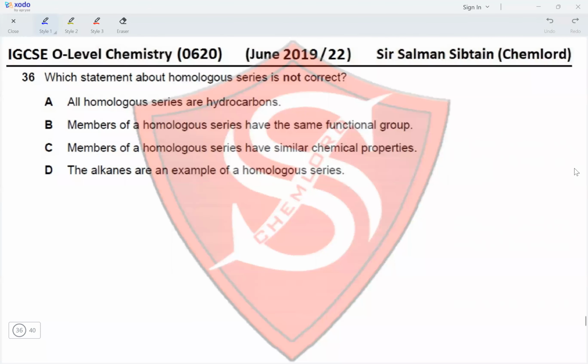Question 36. Which statement about homologous series is not correct? All homologous series are hydrocarbons? No, only alkanes and alkenes are. Members of a homologous series have the same functional group? Yes. Members of a homologous series have similar chemical properties? Yes. The alkanes are an example of a homologous series? Yes. So the correct option for this question is option A.